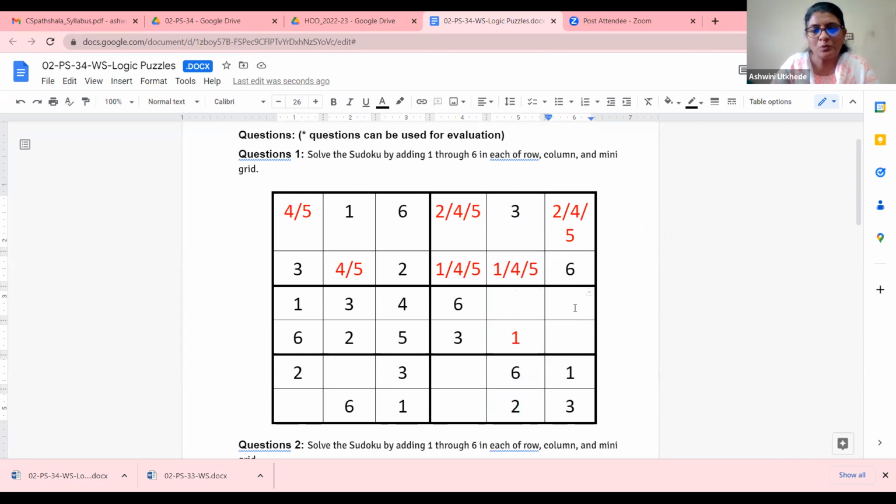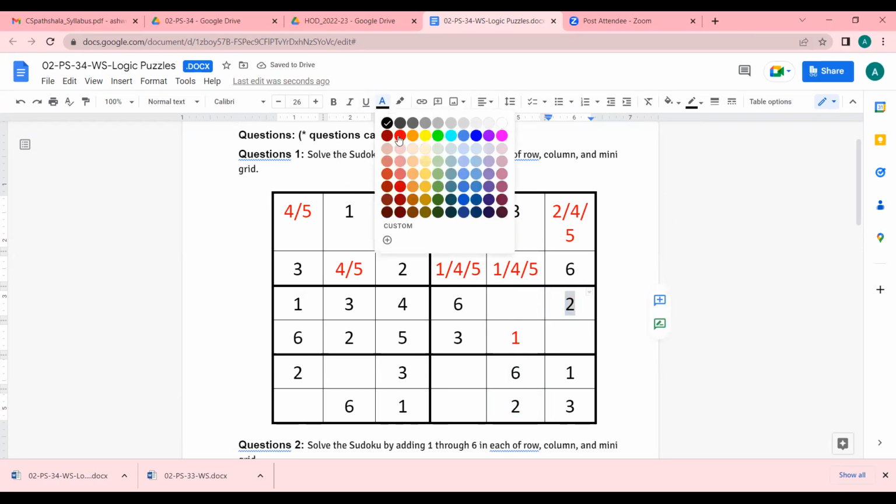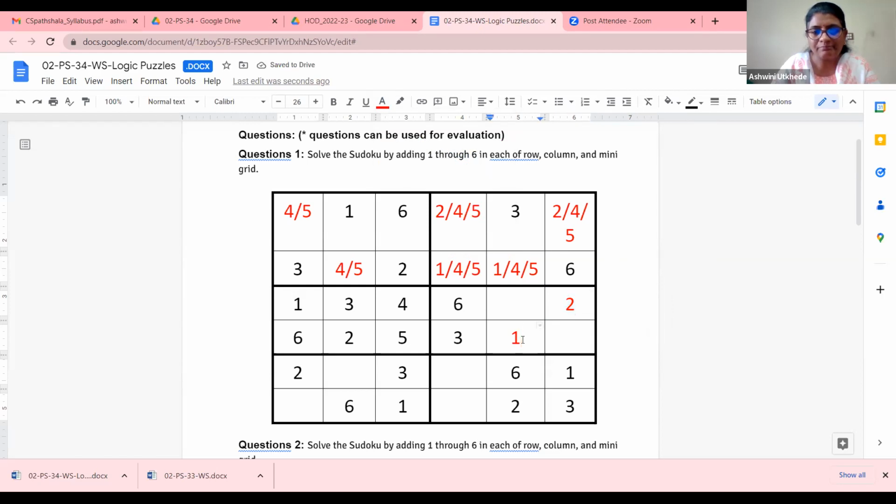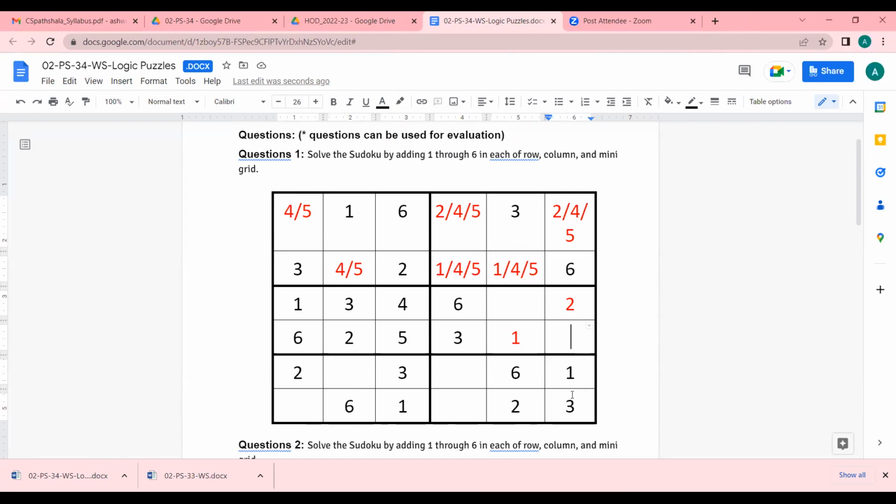Can I go for 2 here? No, 2 is already in the same column, so we cannot keep 2 there. The position of 2 is fixed now in this cell, so we cannot keep 2 in the same column again. Actually, in the same row, 2 is already there. You check it. That's why we cannot have it.